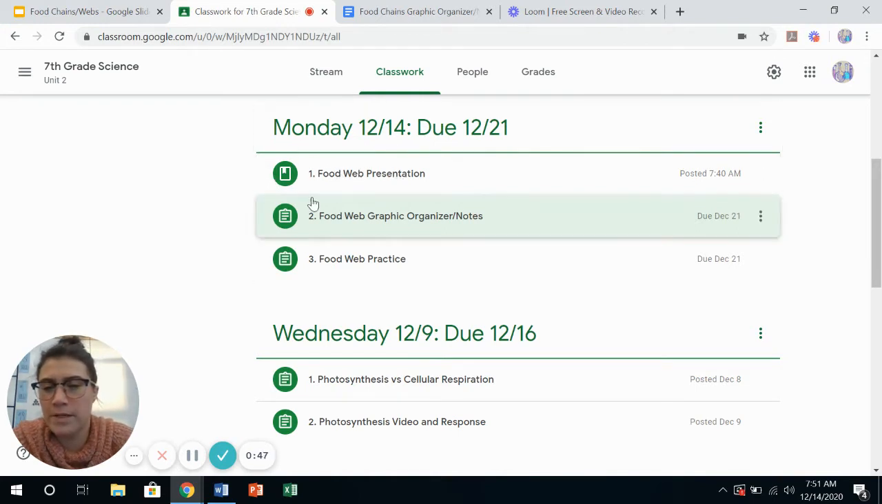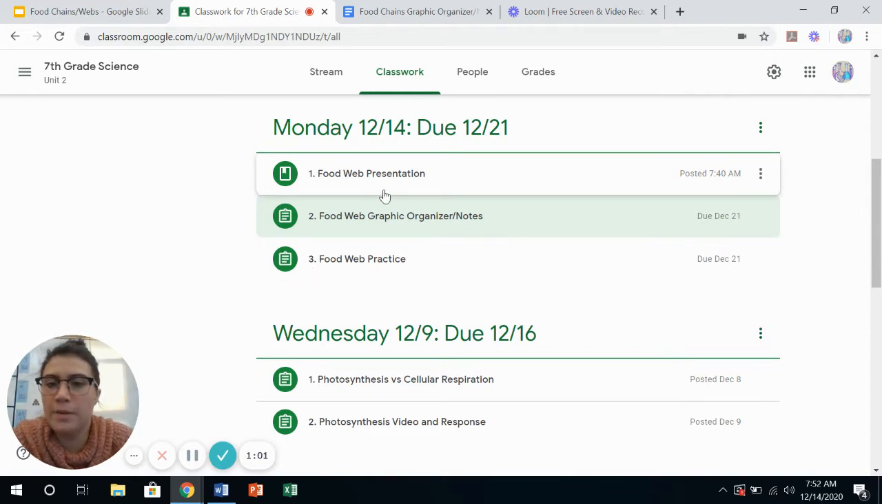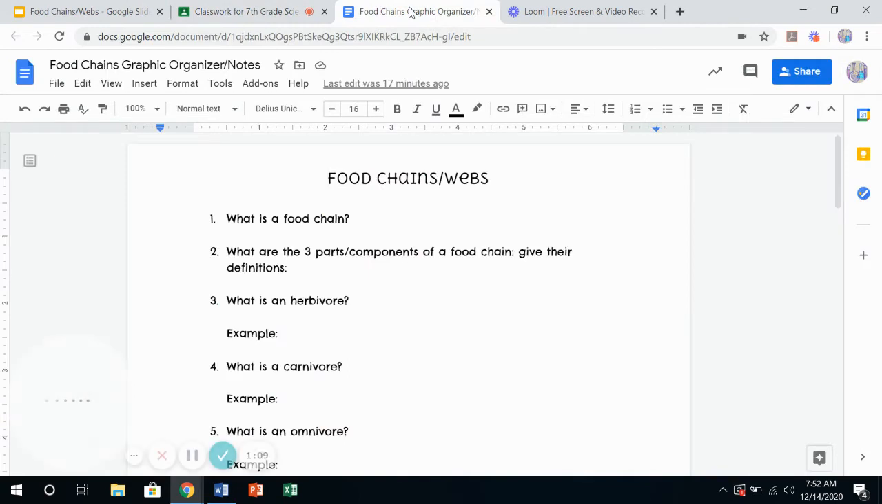There's going to be one more material here, which is going to be this video. And then this is the graphic organizer / notes that you guys are going to be filling out. And then this is what you are going to be applying for homework. So I'm going to go ahead and open this up. I've already opened it up over here. And this is what our graphic organizer looks like.